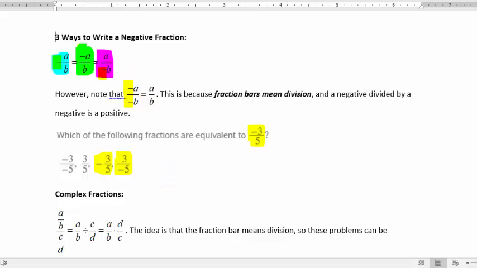And remember what I had just said a minute ago, negative 3 over negative 5, that's a negative divided by a negative, so that would actually become a positive. So these two fractions here are actually also equivalent, right? Negative 3 over negative 5 is actually the same as positive 3/5.